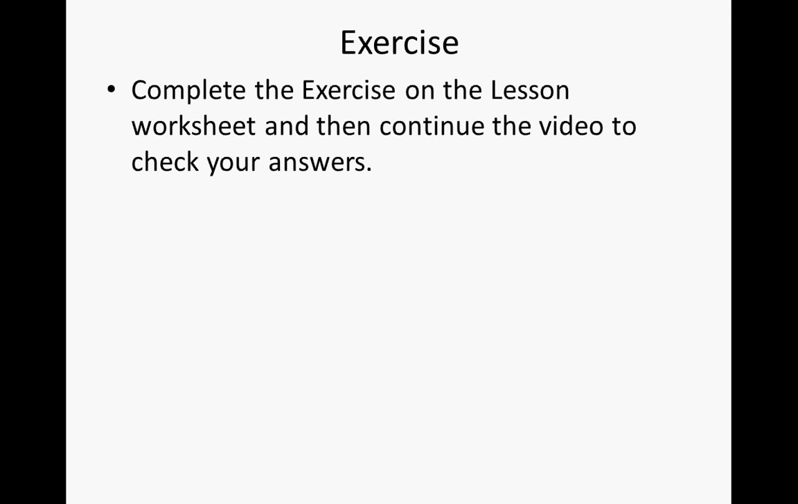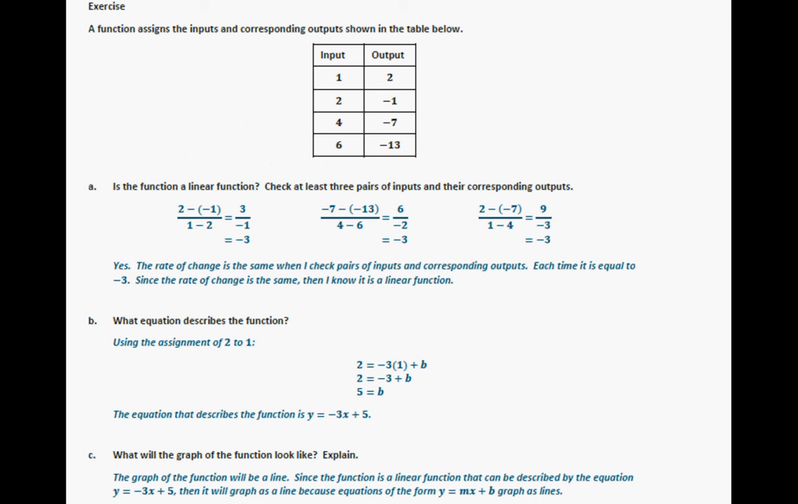All right, here we go on our first exercise. Complete the exercise on the lesson worksheet, then continue the video to check your answers. All right, you should be done with the exercise. Here are the answers. Now again, you can check at least 3 pairs of inputs and outputs for part A. You might not have picked these 3, but you should have noticed that the rate of change is constant, which is -3.